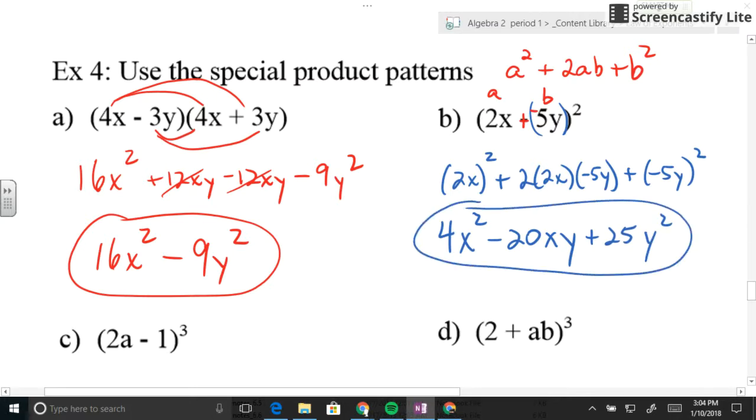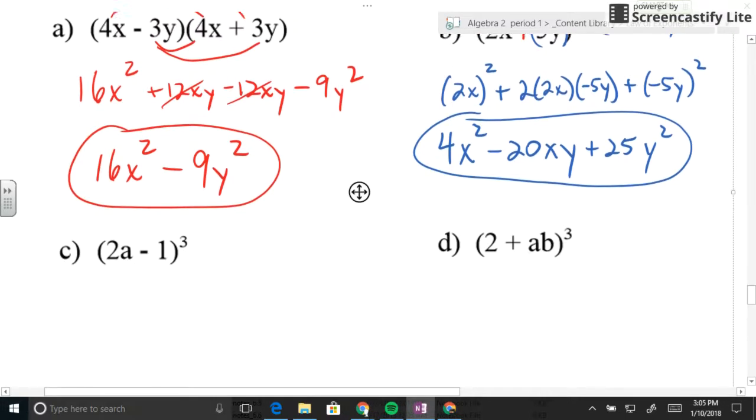So this is how you square a binomial using a special product pattern. Now, what could we do instead of using this special product pattern? Well, all we have to do is just square the binomial. So instead of doing 2x minus 5y squared, I could do 2x minus 5y times 2x minus 5y. And then if I were to FOIL, I would still get the same answer down here.